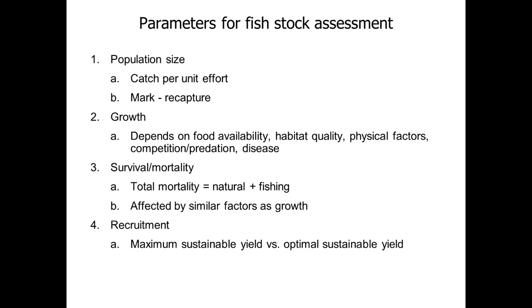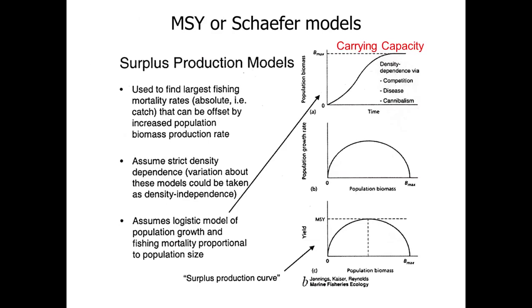Maximum Sustainable Yield, or MSY. These are also known as Schaefer models, and this requires you to think back to what we know about population growth. If we look at a logistic model of population growth, shown in the top graph as time versus population biomass, we are all familiar with the idea of density dependence that can be introduced via competition, disease, or cannibalism.